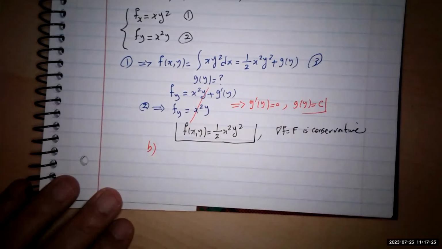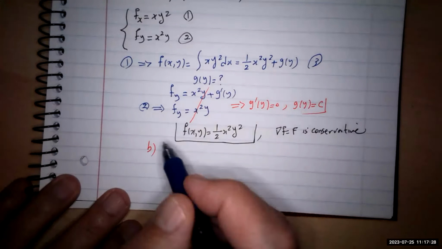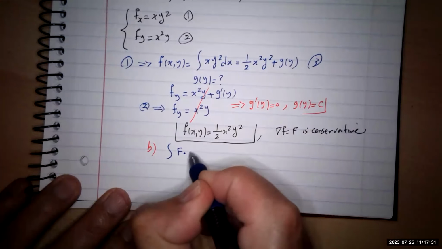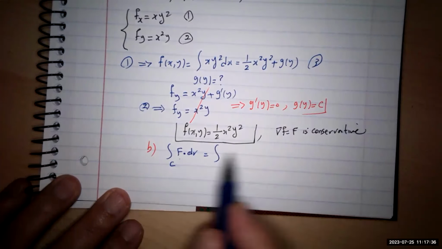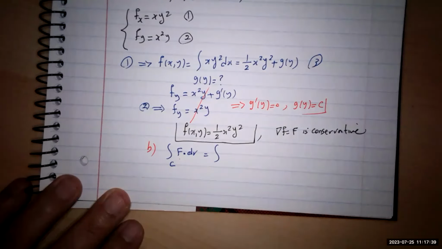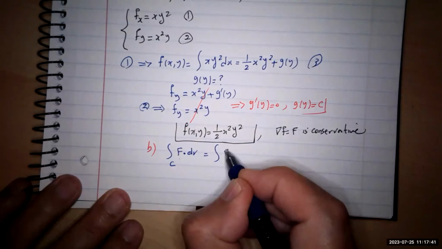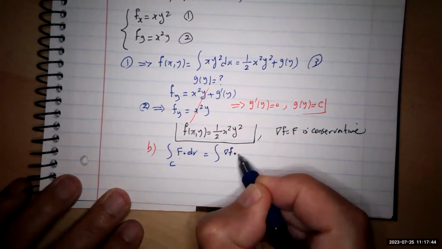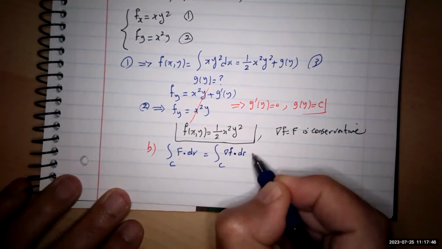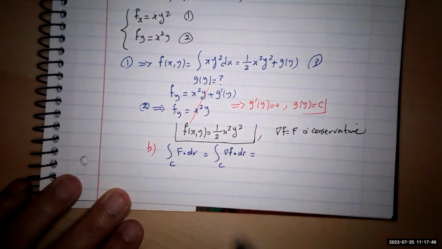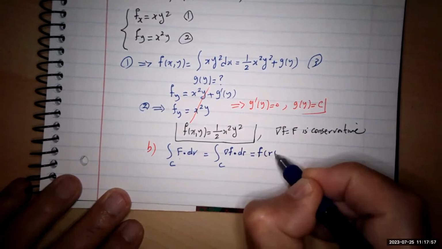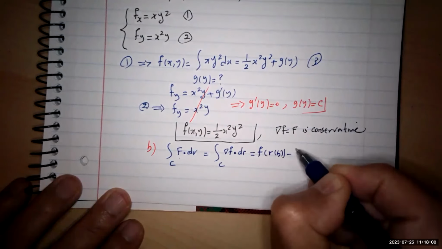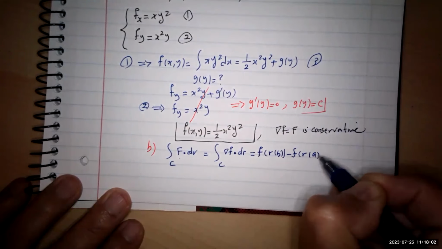Okay, so in this next part, are you ready? You'd like to find the integral of F dot dr over C. So quickly, instead of F, you're using the gradient of the potential function. So this is equal to the gradient of a potential function dotted with dr over C, and according to the fundamental theorem of calculus for line integrals, this is going to be f of the endpoint r(b) minus f of r(a).